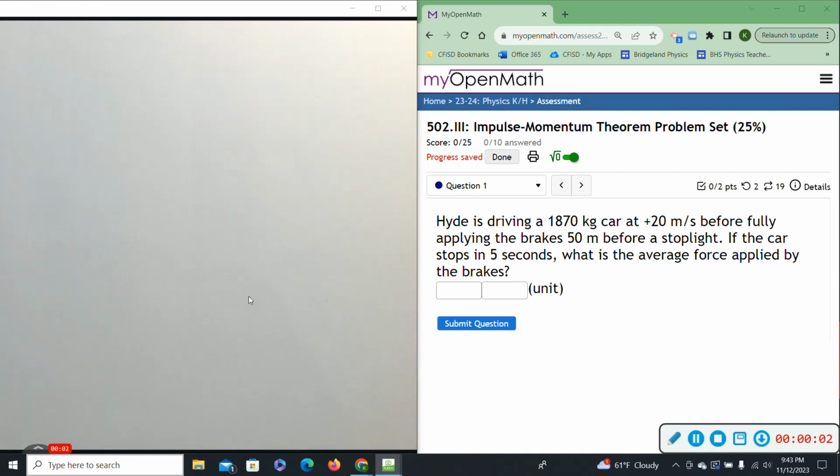This is the assignment 502.3 impulse and momentum theorem problem set. I'm going to go through the questions starting with number 1. Number 1 says Hyde is driving a 1,870 kilogram car at 20 meters per second before fully applying the brakes 50 meters before a stoplight. If the car stops in 5 seconds, what is the average force applied by the brakes?